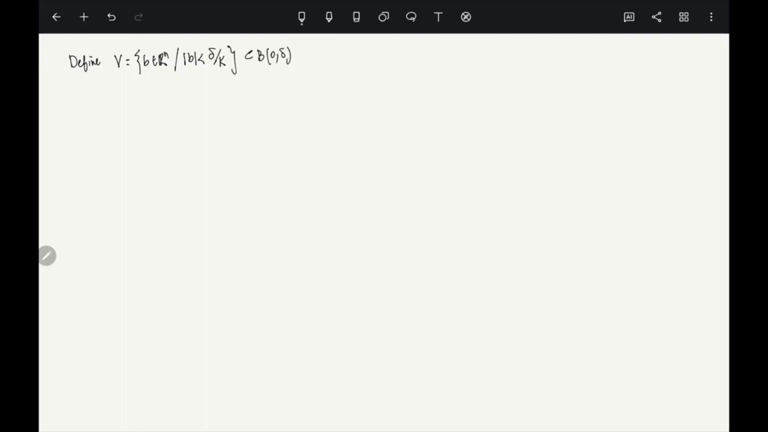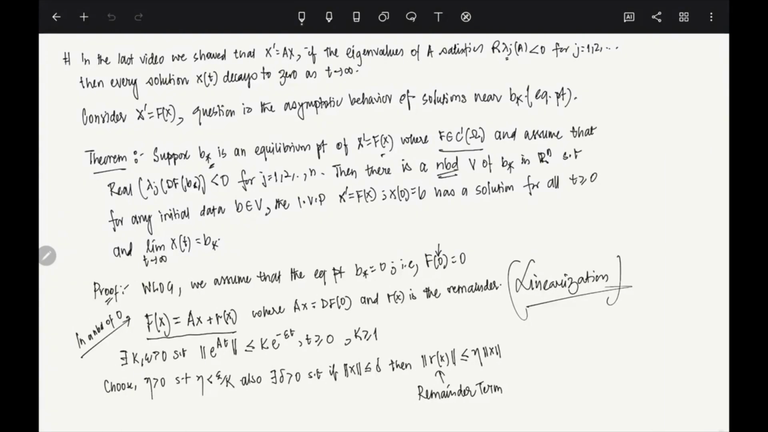Why? Because you can see that |b| is less than delta by K, which is again contained in the delta radius ball. Okay. Now you see the thing is, this problem, x dot equals f of x, x(0) equals b. For f in C1, this problem is not solvable for all t greater than or equal to 0. You understand what I'm saying?